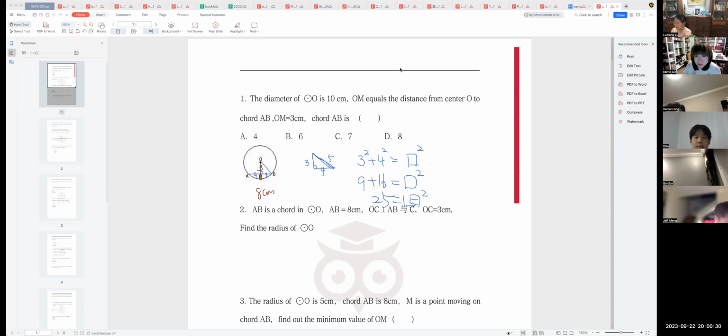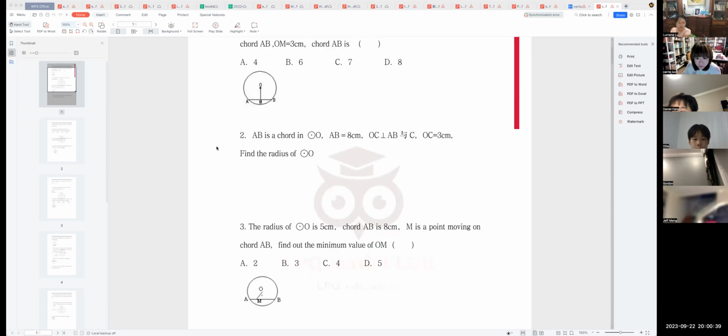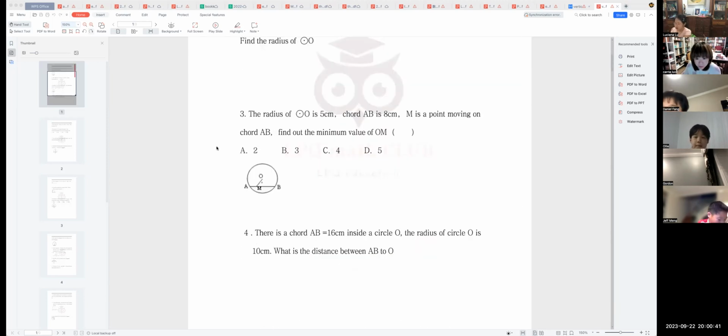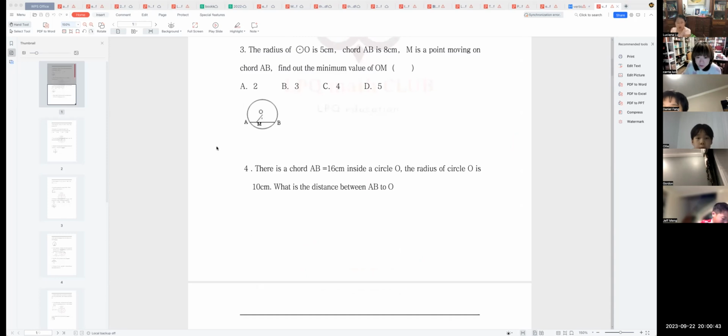If you understand, you're going to find out that actually all the questions look very similar to each other. So let's take a look at number 3. Okay, this question is a little bit hard. Let's take a look at number 4. There's a chord AB equals 16 centimeters inside a circle O. The radius of circle O is 10 centimeters. What is the distance from AB to O? I'm going to help you draw the picture, okay?